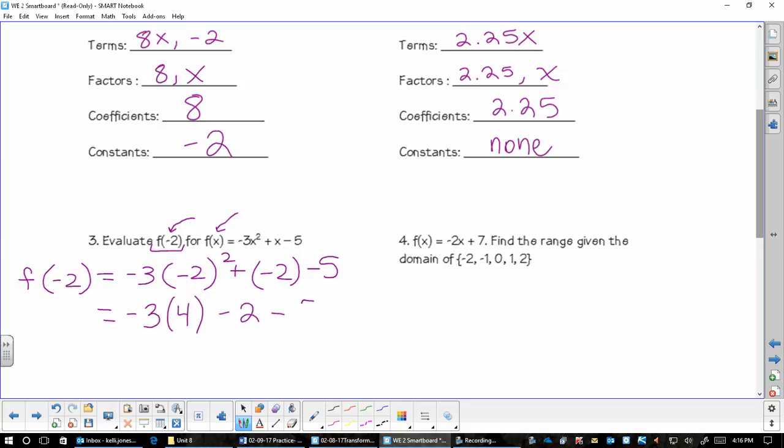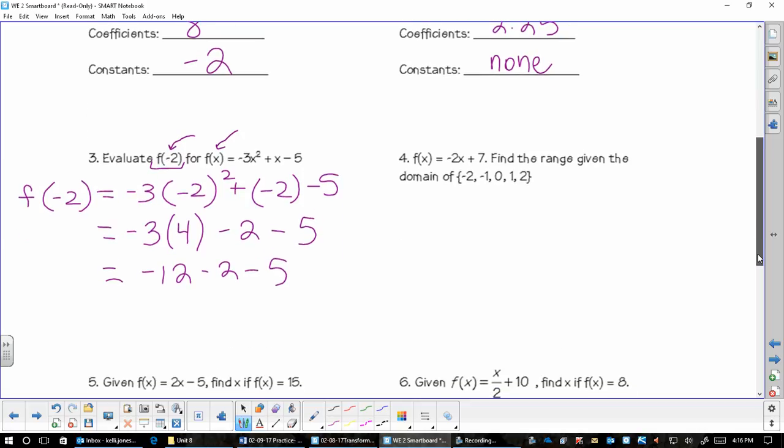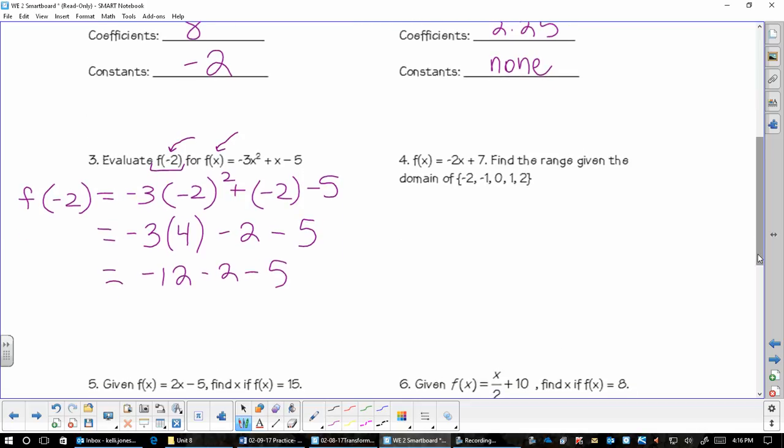Minus 2 minus 5. I'm going one piece at a time. Well, then I have this negative 3 times 4. Negative 3 times 4, you know, is negative 12, minus 2, minus 5. Well, I could do all of that at once. Negative 12 minus 2 minus 5 is going to give you negative 19.